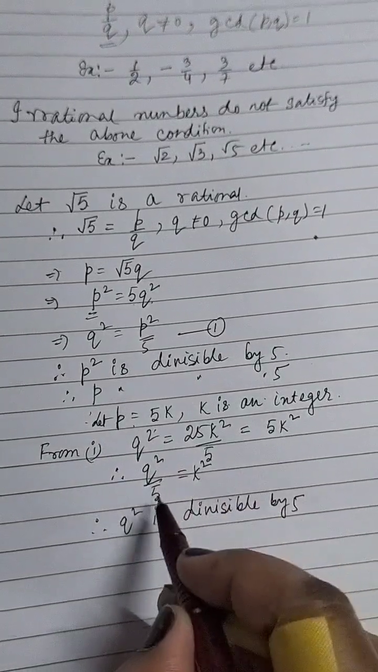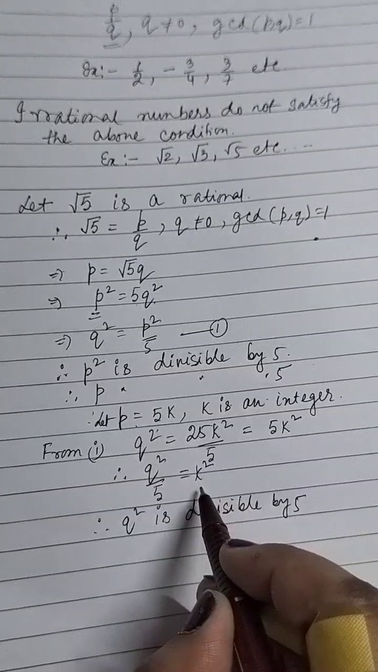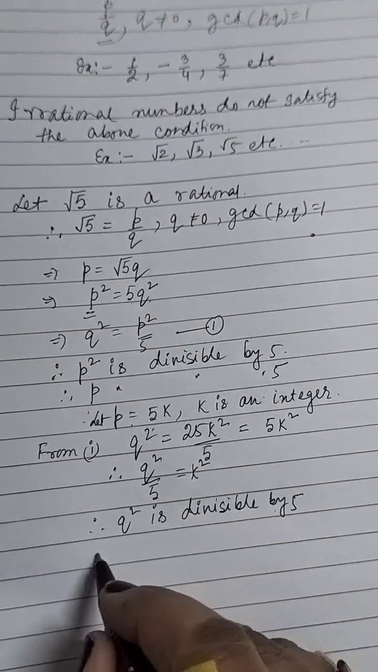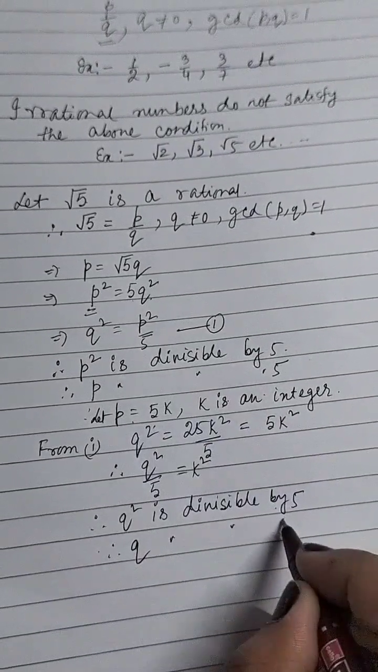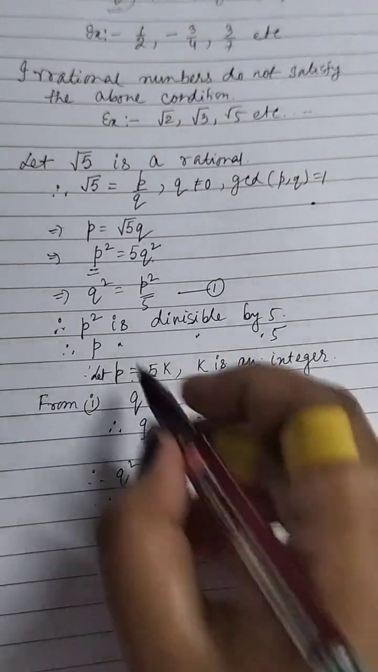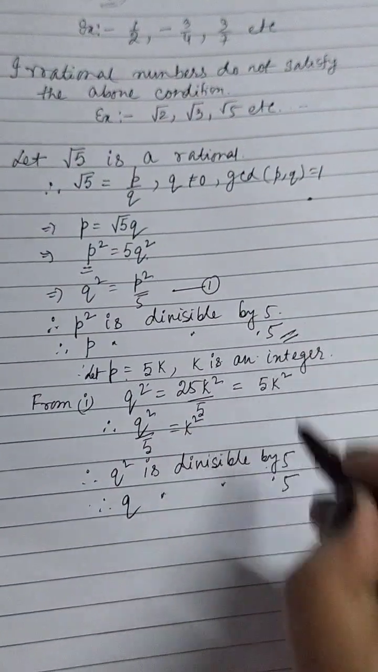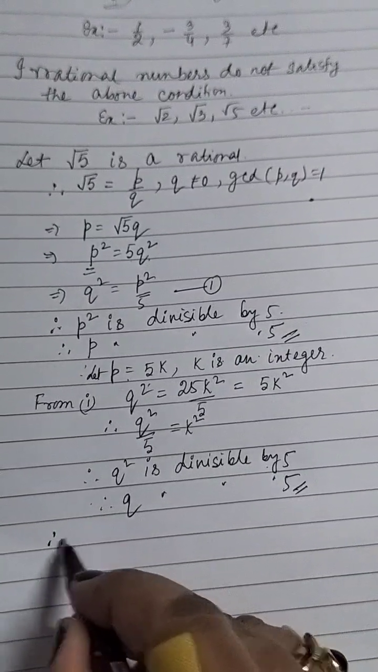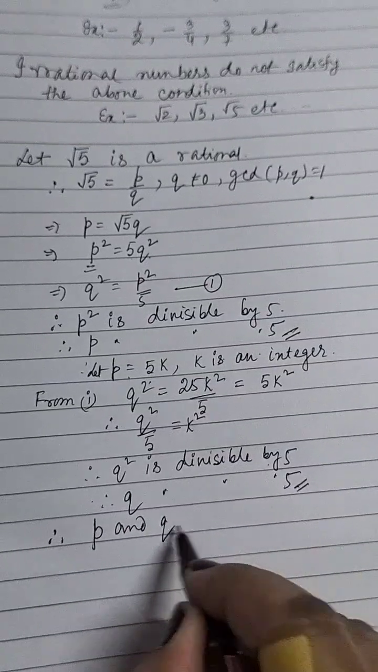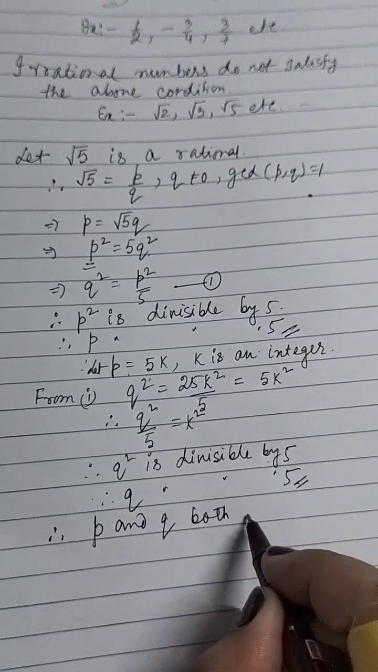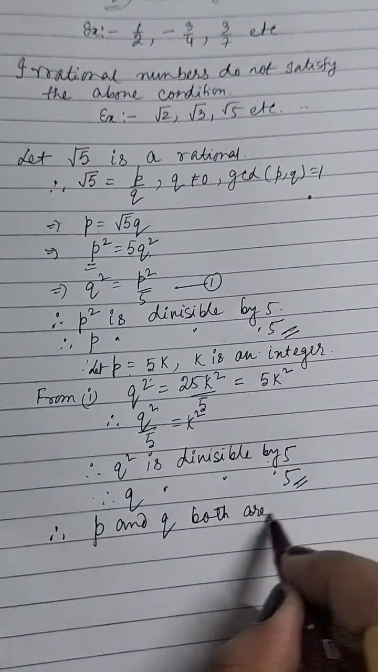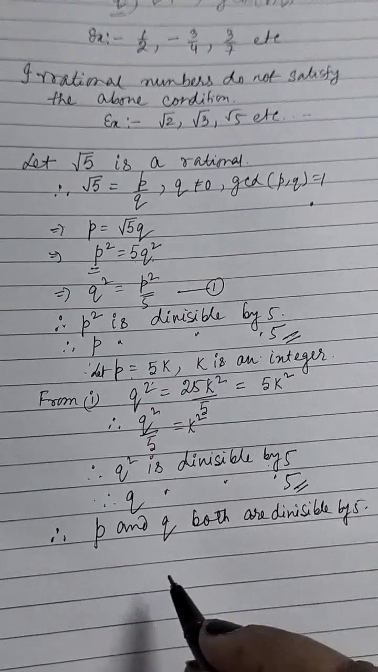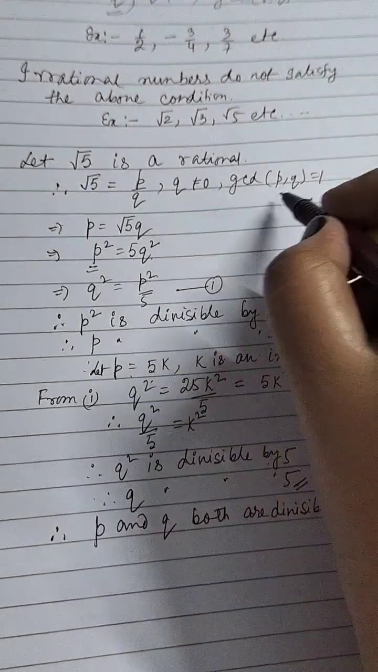Right? Because when Q square is divided by 5, we are getting an integer. If K is an integer, then K square is also an integer. So Q square is divisible by 5. So this implies Q is also divisible by 5. So look students, here we get P is divisible by 5 and also Q is divisible by 5. So P and Q both are divisible by 5. But according to the definition of rational number, GCD of P and Q should be 1.